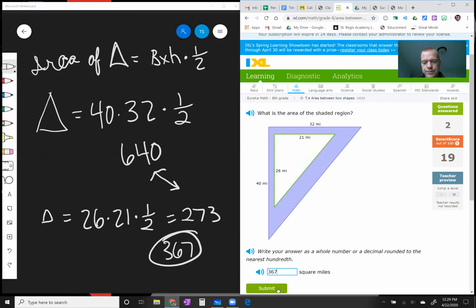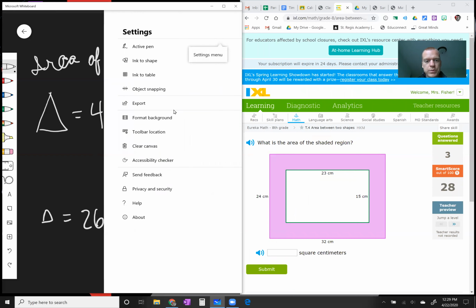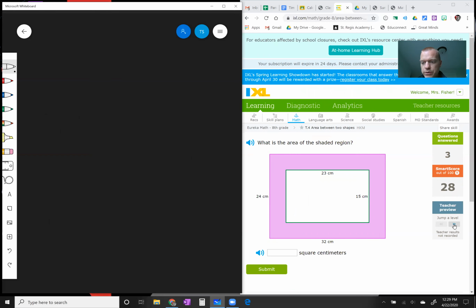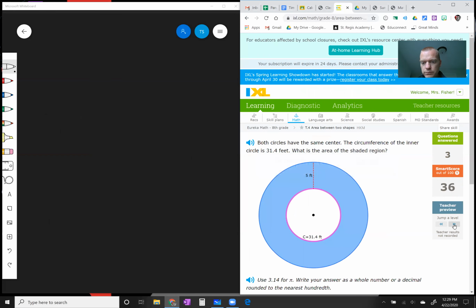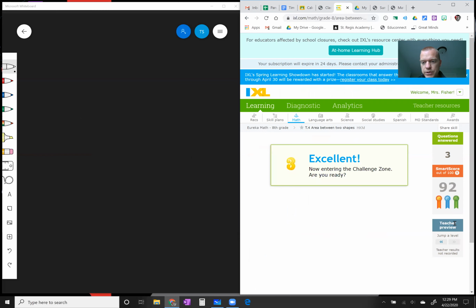367. Okay. We're going to skip this one. This one's a square. I just showed you how to do square. Let's go to a harder one. Circle. Let's see if there's a harder circle. Let's see if there's a harder one.